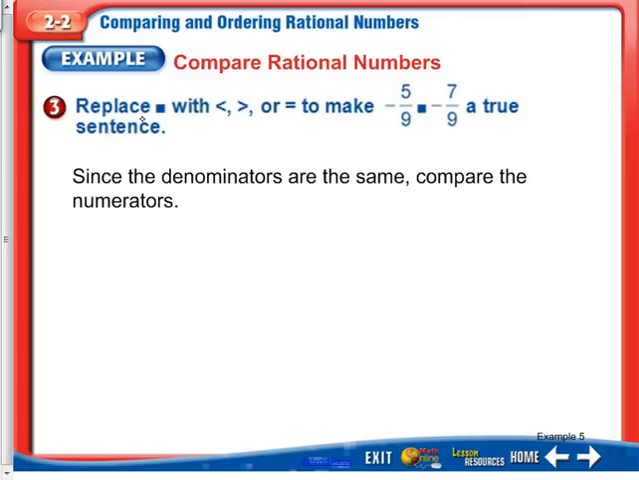Okay, replace the blank with less than, greater than, or equal to make -5/9 blank -7/9 a true sentence. All right, so let's copy it. We go -5/9, and we have -7/9. Now, since the denominators are the same, we compare the numerators right away.